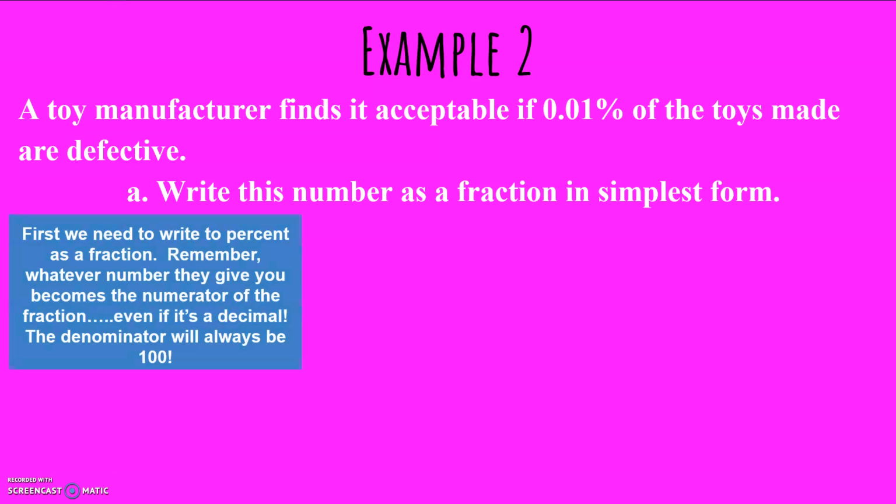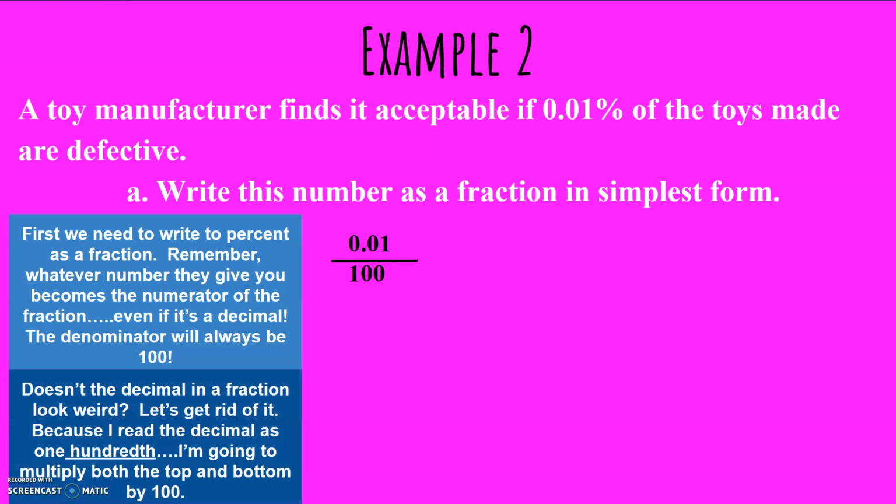First, we need to write the percent as a fraction. Remember, whatever number they give you becomes the numerator, the top, even if it's a decimal. This is one of those special instances where you can have a decimal in your fraction. And the denominator, of course, will always be 100 when dealing with percentages. So, we're going to write 1/100th over 100. Okay? Can we simplify that?